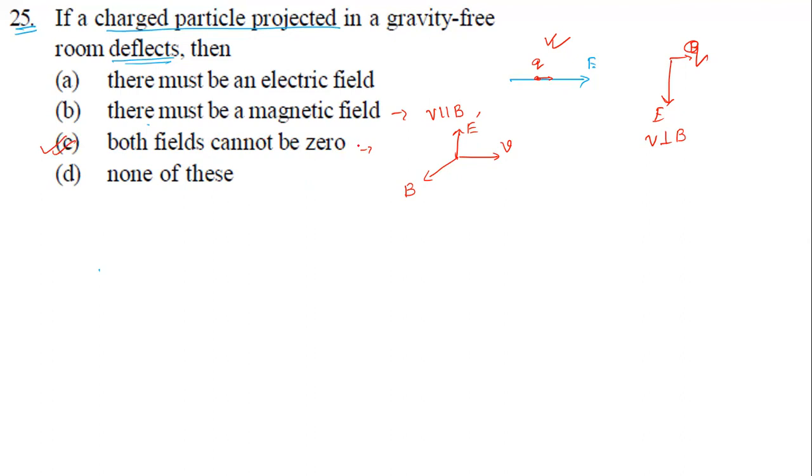If both are zero, it's not an issue, the particle will go undeflected, but there is a field in this room. At any condition, it can go undeflected, but for both fields cannot be zero, it means some field must be there to deflect. Without a field, the particle cannot deflect. To deflect, there must be a field. So one or both must be there. So we need to choose option C now.